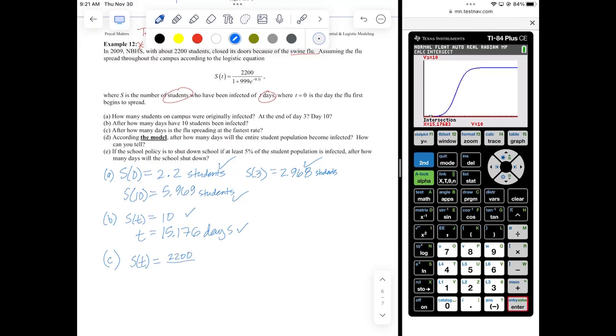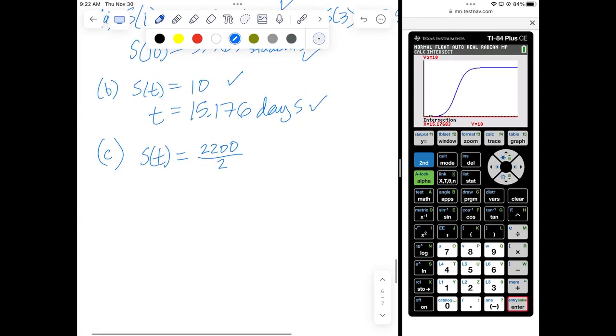No, whatever your carrying capacity is divided by 2. Yeah, it's the halfway point. Vertically, it's the vertical halfway point. So you can say 2,200 divided by 2. I would take that. Or if you know what half of 2,200 is, you can say it's 1,100. Either one of those is going to get a check for setting the equation equal.